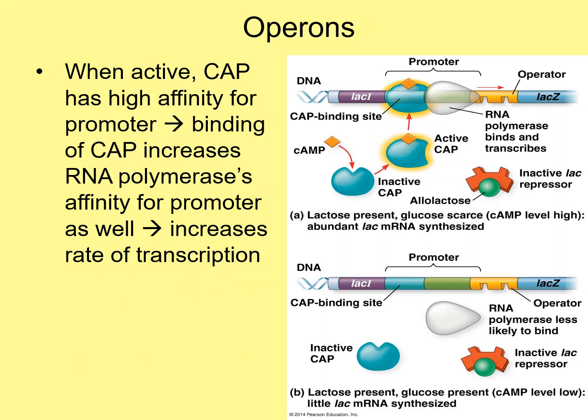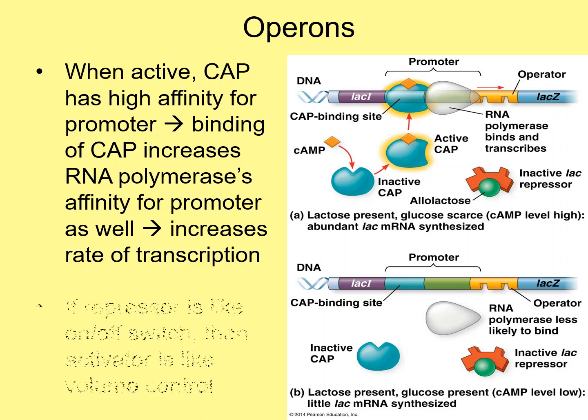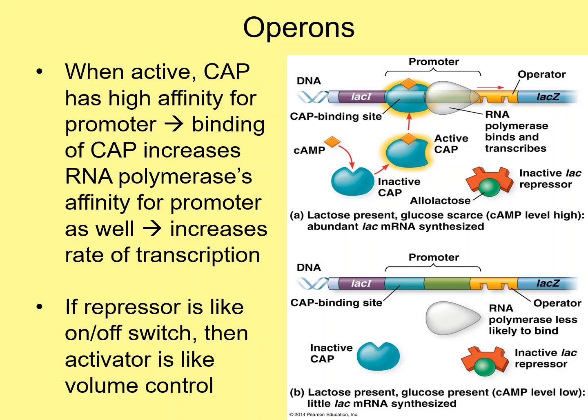So essentially, when you have an activated CAP, the catabolite activator protein, once that's activated, it has a high affinity for the promoter, so it binds to the promoter, and that increases the affinity of RNA polymerase for that promoter as well, which turns transcription up more than the normal rate. So think of the repressor as basically an on-off switch.